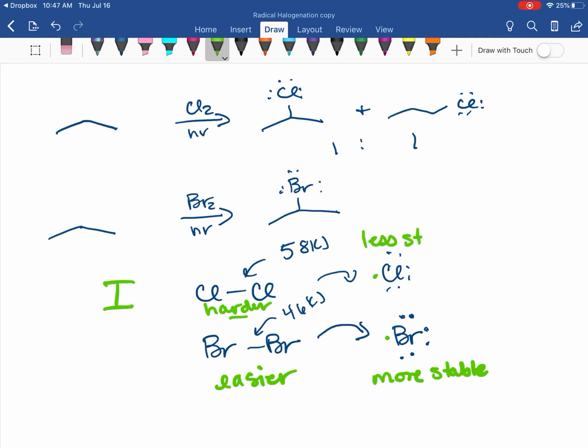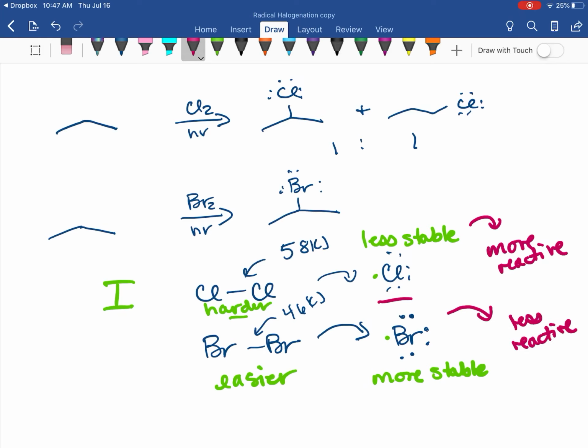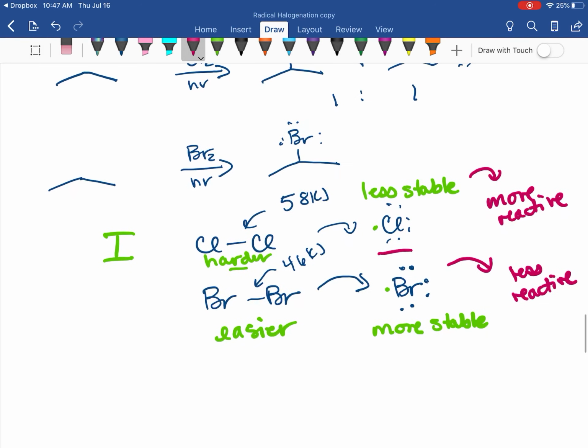All right, so if chlorine is harder to break, then this radical is less stable. So if it's, let's take one more leap, wait with me here. If that radical for chlorine is less stable, that means it's more reactive. That means our bromine is a little less reactive. Okay, so that's the first part of the puzzle.